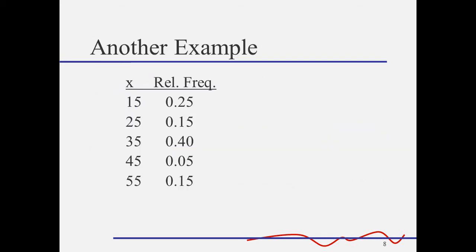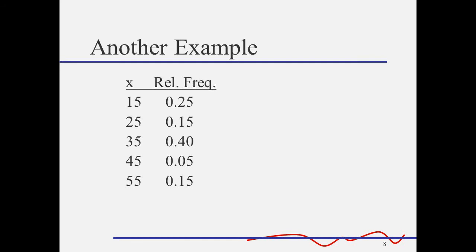Let's compute the mean and standard deviation for this probability distribution. But before we do that, let's look more closely at this distribution. Is this really a discrete probability distribution? First of all, it doesn't give us any probabilities. It says these are relative frequencies. But that's allowed because we can use the relative frequency as an approximation to the probability.